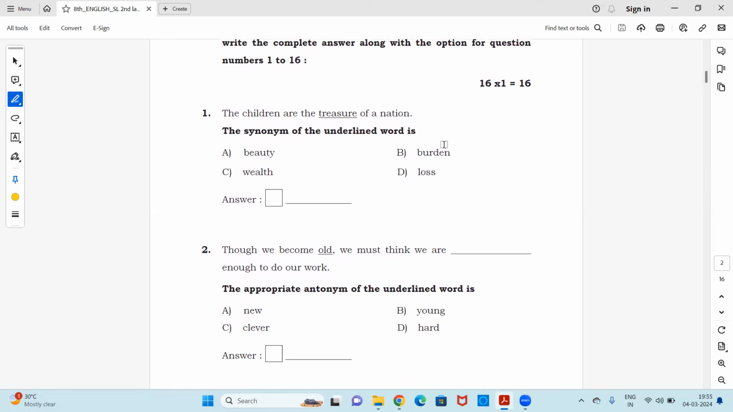Let's start quickly. The children are the treasure of the nation. The synonym of the underlined word is... you know what a synonym is? The other meaning, the same meaning. So the answer would be which one? You have beauty, wealth, burden, or loss. Yes, of course, treasure means wealth. The synonym will be wealth.